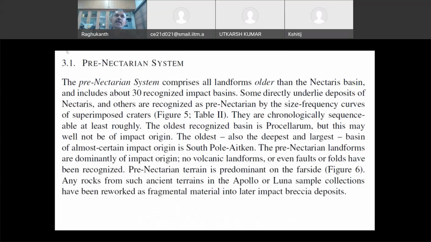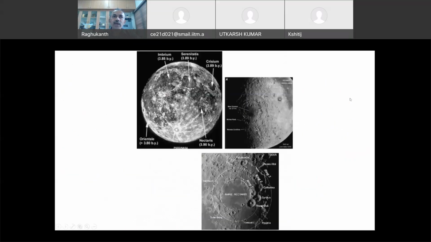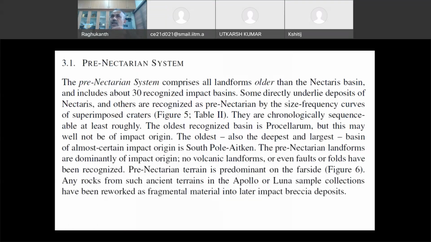They say that the Pre-Nectarian system comprises all landforms older than the Nectaris basin. The age of this basin is 3.9 billion years. So before the Nectaris basin formed, all those things come under Pre-Nectarian. This is like a benchmark. It includes 30 recognized impact basins. Some directly underlie the deposits of Nectaris, and others are recognized as pre-Nectarian by the size frequency curves of the superimposed craters. So they are chronologically sequenceable at least.